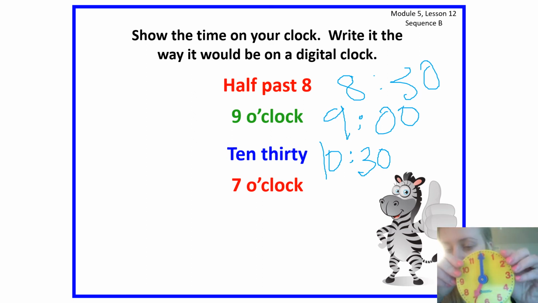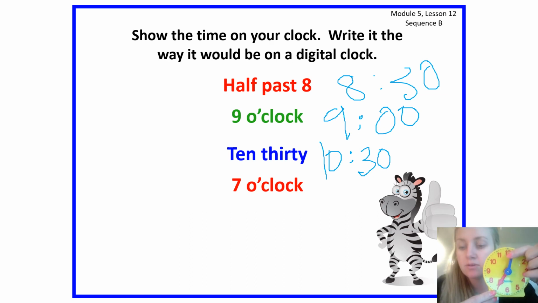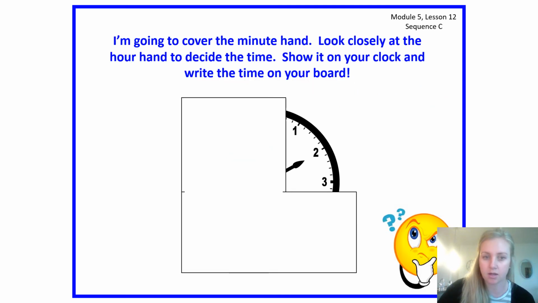7 o'clock. Where's the hour hand pointing? Get ready. Yes, 7. Where's the minute hand pointing? Get ready. Yes, 12. And when we write this like a digital clock, it should look like this. 7 and 2 zeros for o'clock.